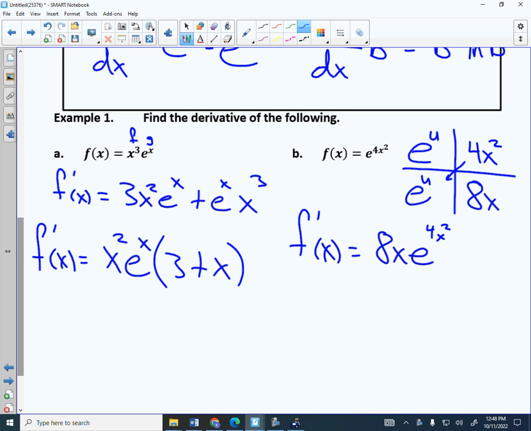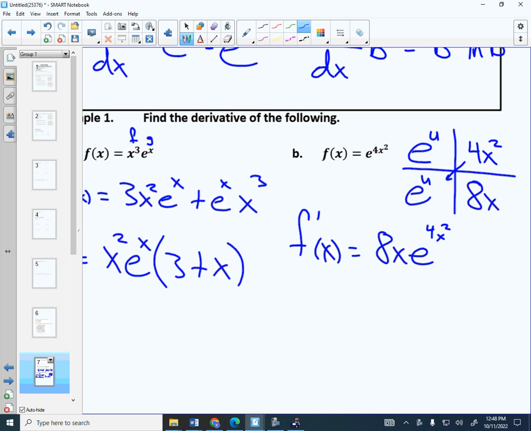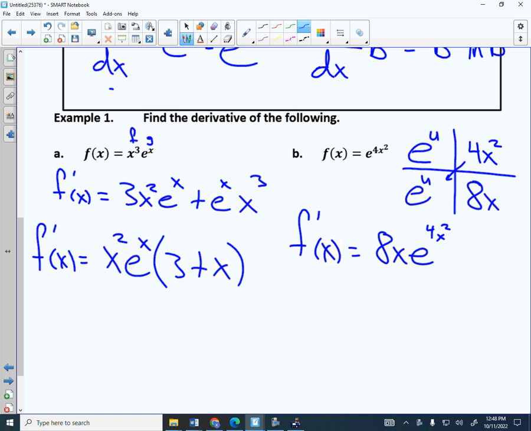So you've seen it used with the product rule. You've seen it in this situation where it's the chain rule. We all good? Not too bad? Okay, I'll wait.